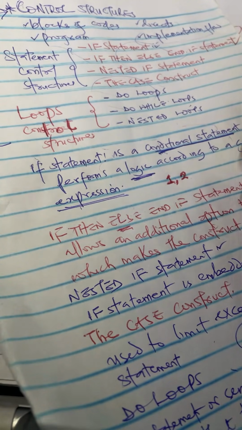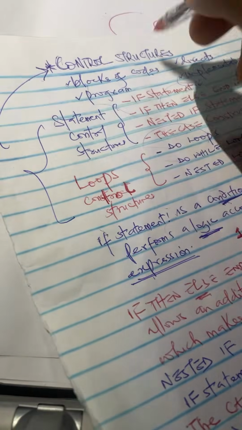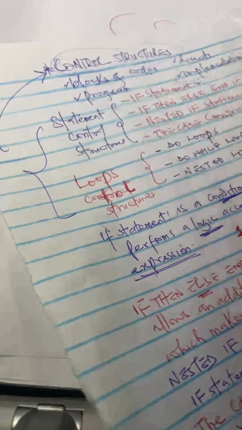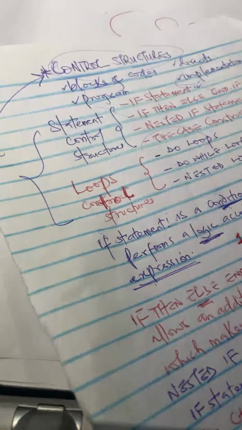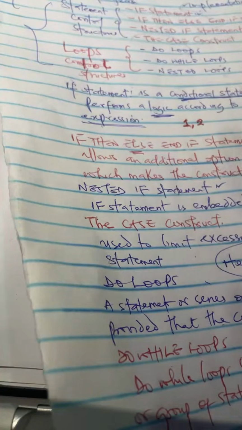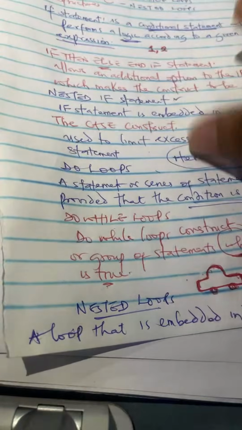All right. So I want you to stick to these definitions, have them in your memories. Don't forget that control structures are blocks of code in any program that direct the implementation flow of the program. All right, don't forget that. So this is the basic definition of control structures.